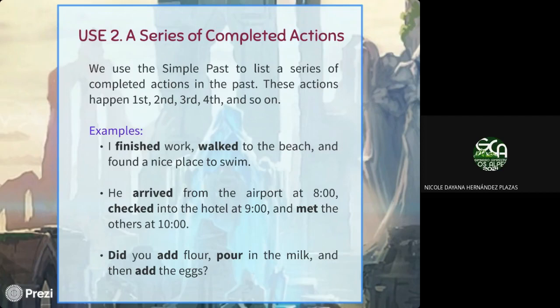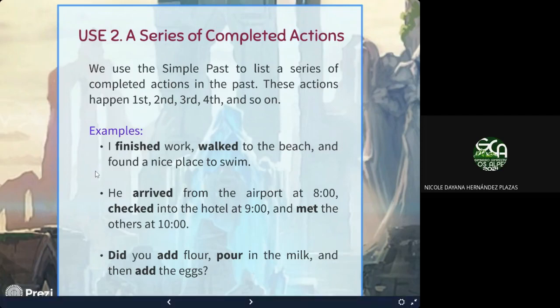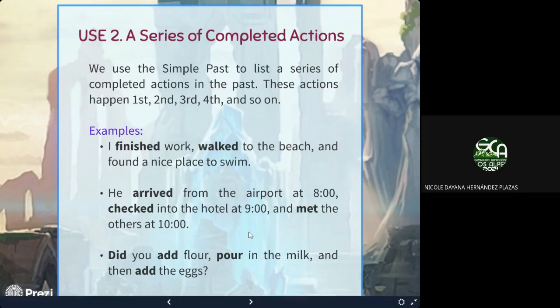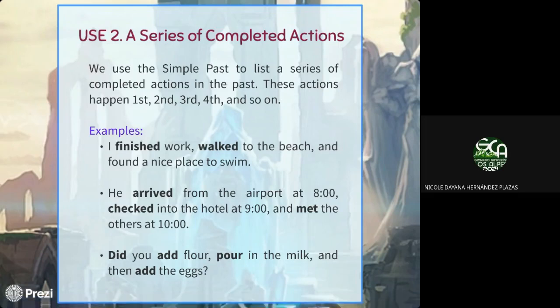Okay? Let's check the next example. He arrived from the airport at 8, checked into the hotel at 9, and met the others at 10. Si se dan cuenta, tengo tiempos específicos acá, tengo horas. Al tener horas, de una, pasado simple, una cantidad de acciones que hice, empezaron en el pasado, terminaron en el pasado y ya. Or for example, this one. Did you add flour, pour in the meal, and then add eggs?